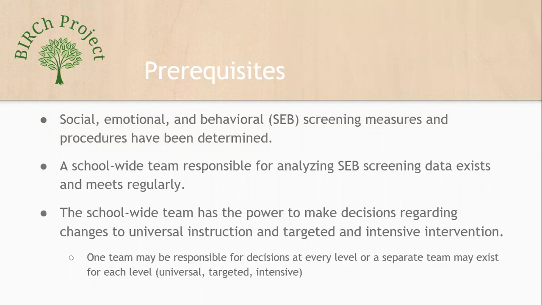And we assume that the school-wide team has the power to make decisions regarding changes to universal instruction or targeted and intensive intervention. So in some school districts, one team may be responsible for making decisions related to social, emotional functioning and behavior across all levels. In other systems, there may be one team responsible for universal instruction or intervention, one team responsible for targeted intervention, and one team responsible for individualized intervention. And there are some differences with each one of these levels, which make it sometimes more efficient and practical to have separate teams.